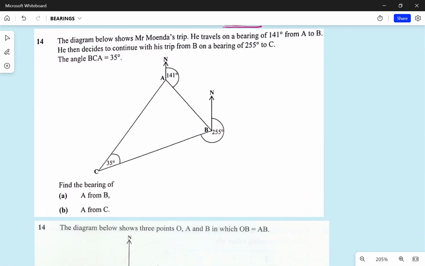The next question says, the diagram below shows Mr. Moenda's trip. He travels on a bearing of 141 from A to B. He then decides to continue with this trip from B on a bearing of 225 to C. The angle BCA is 35 degrees. Find the bearing of A from B and the bearing of A from C. So A from B means from the north of B to the arm of A. A from C means from the north of C to the arm of A.